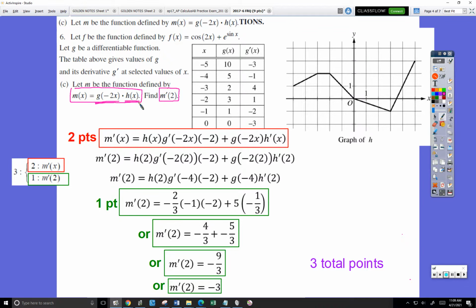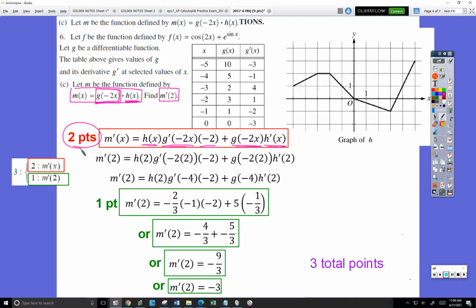So I take the second and then multiply by the derivative of this. That requires the chain rule. You get g prime of negative 2x multiplied by the derivative of negative 2x, which is negative 2. Now I reverse, so I take the first function, g of negative 2x, multiplied by the derivative of the second, that's h prime of x, 2 points if I have that written on my paper. No other way to write that down. It has to be written like that.